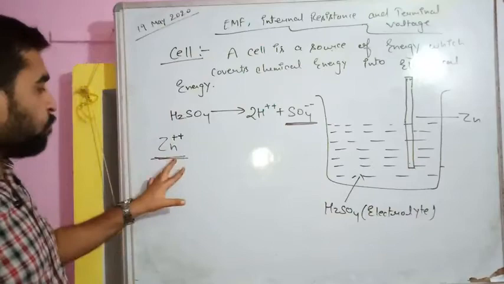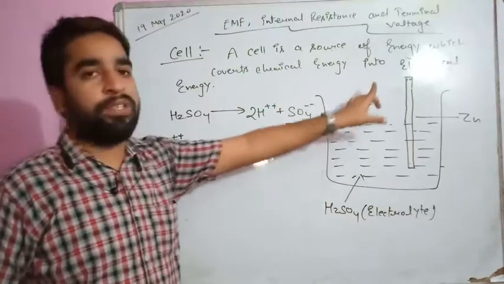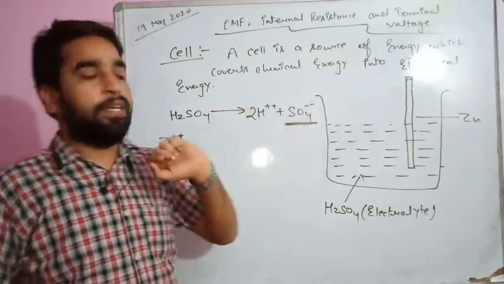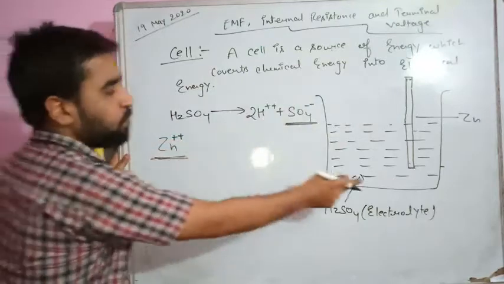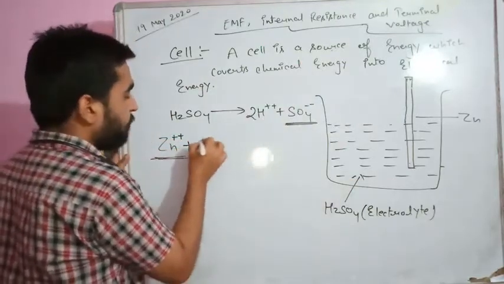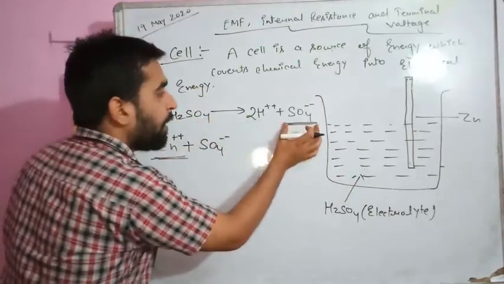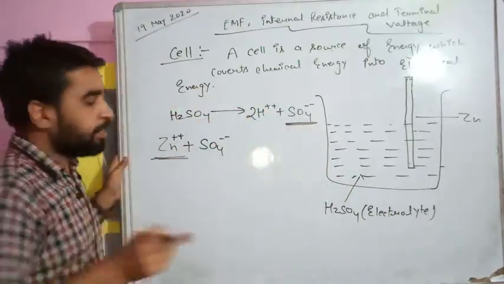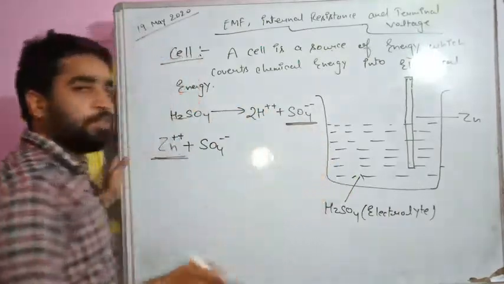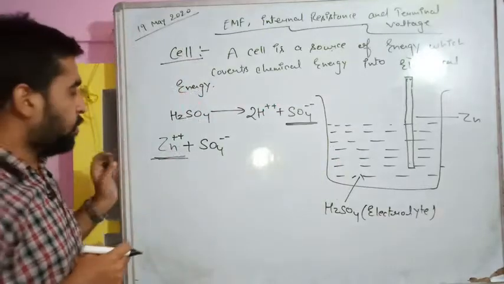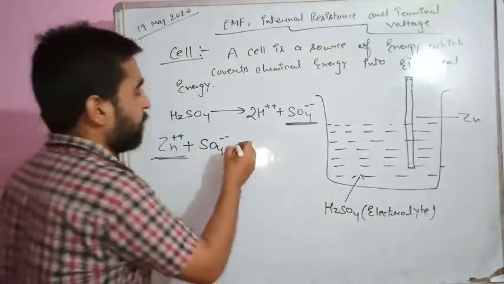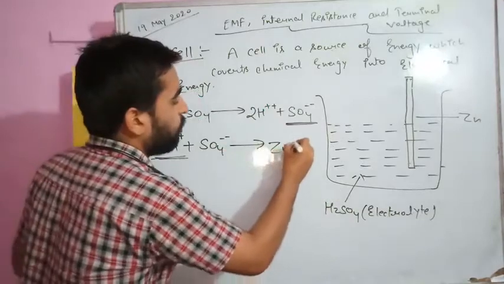Why does this zinc have two positive charges? Because it has already lost two electrons. So when it loses two electrons, then this zinc will be able to react with this sulfate ion. From where are we getting this sulfate ion? The answer is, this is the electrolyte solution which was already broken down. So when it reacts with this sulfate ion, ZnSO4 will be formed.